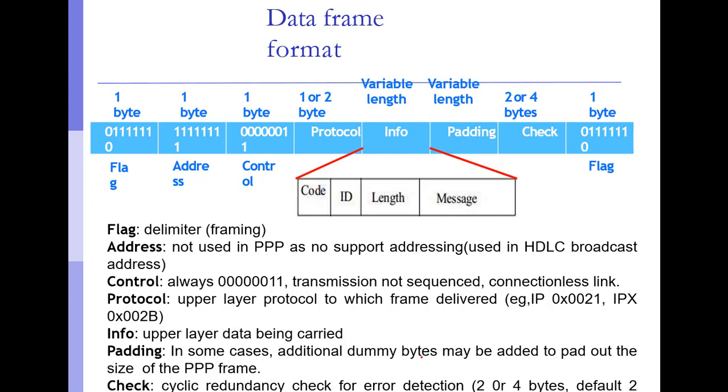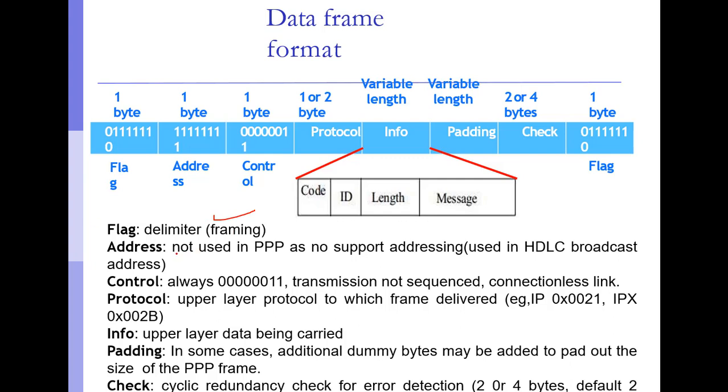So this is the data frame format for this PPP. You can see that this consists of flags, and this flag is basically a delimiter, or you can say framing. I have told you that you have to put a flag at the start or end of any frame, or you can also put a flag if you want to identify something. So this flag is a delimiter, used for framing as well. It is mentioned here that you should be using flags for the framing.